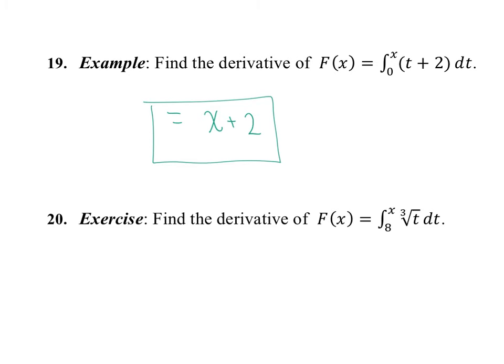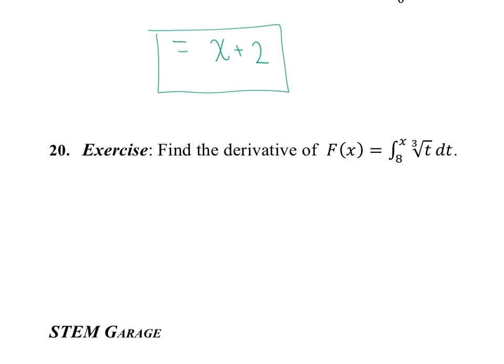So looking at number 20, we have our integral from 8 to x of the cube root of t dt. And notice how the variable you have in your bound is not the variable you are taking the integral of. They should always be different. Most generally, you'll see a t here.